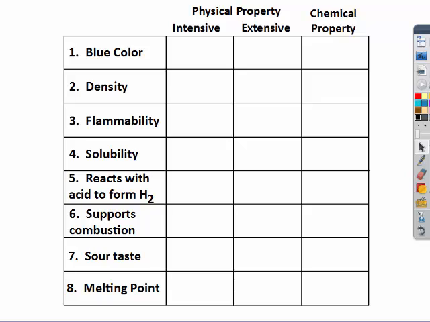So on these sample problems, you're going to go through and figure out first, is it physical or chemical? Blue color. Knowing the color of something does help us identify it, and it is physical. So that would be an intensive physical property.